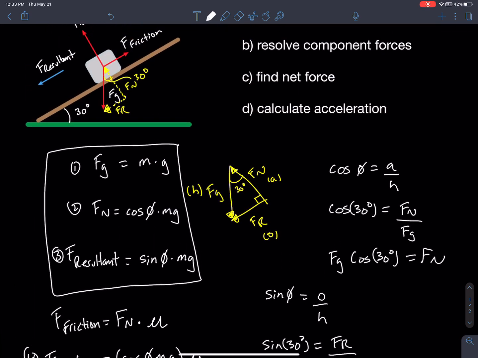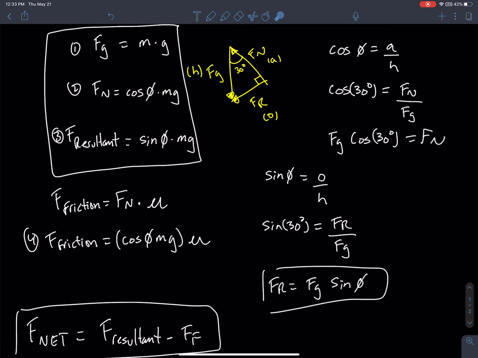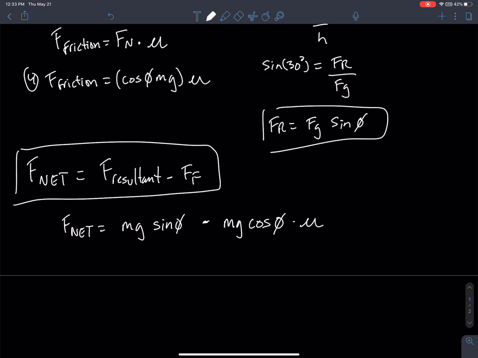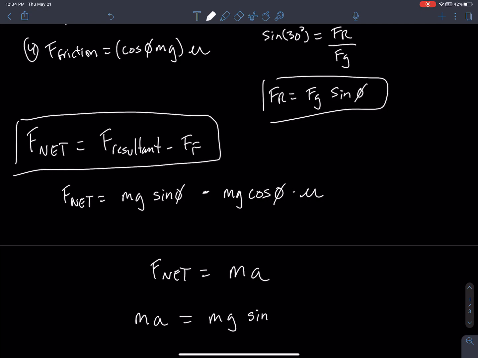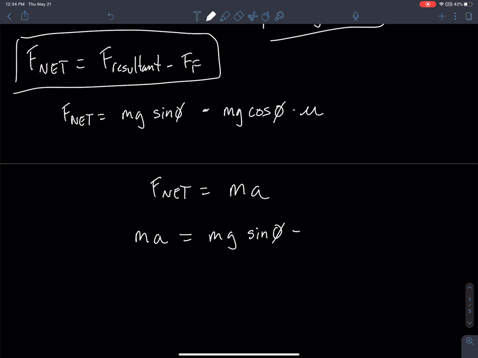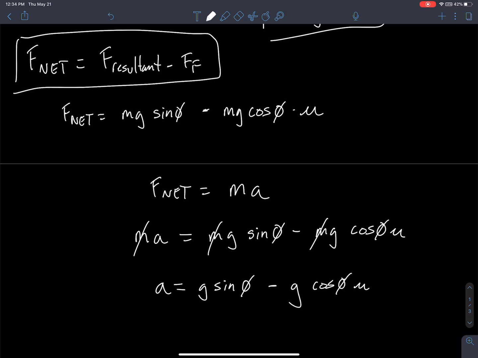So then the last part, which is how do I go about calculating the acceleration? Well, you would then take this and say F net is equal to ma. So therefore, ma is equal to mg sine theta minus mg cos theta mu. Oh, that's interesting. I can calculate my acceleration simply by doing this. I can factor out the m's. The mass is going to cancel out. So my acceleration is equal to g sine theta minus g cos theta times mu.